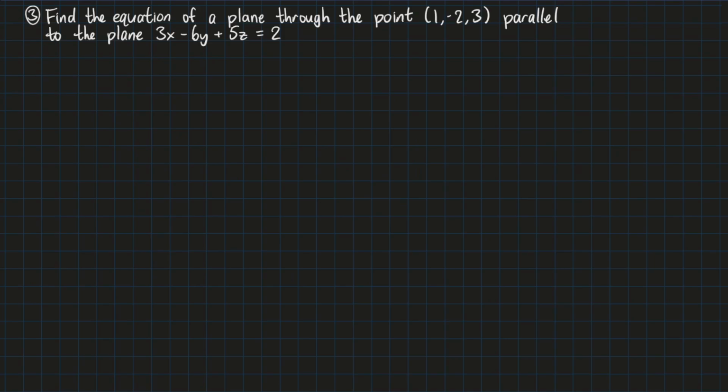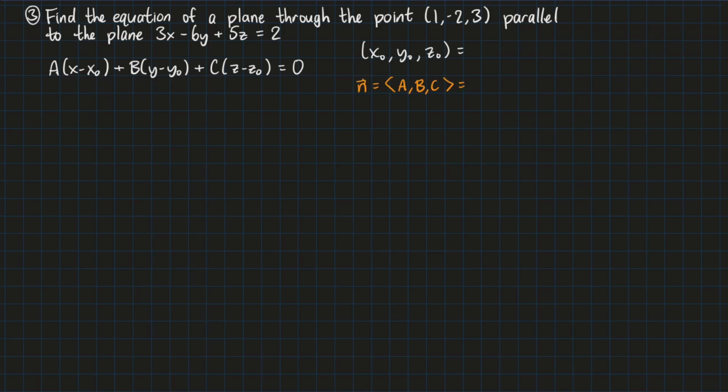Alright, number 3, find the equation of a plane through the point (1, -2, 3), parallel to the plane 3x minus 6y plus 5z equals 2. So let me write out the plane equation again. Again, we are looking for a point on the plane, x naught, y naught, z naught. We're also looking for the normal vector of the plane. We're already given a point on the plane, (1, -2, 3), and we're trying to find the normal vector.